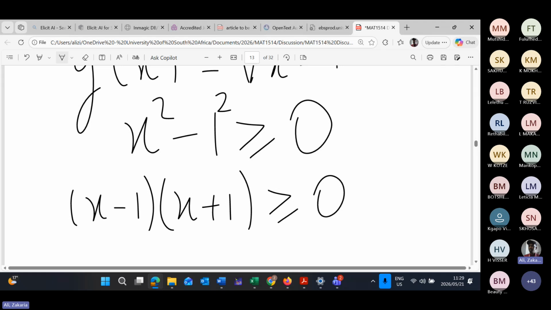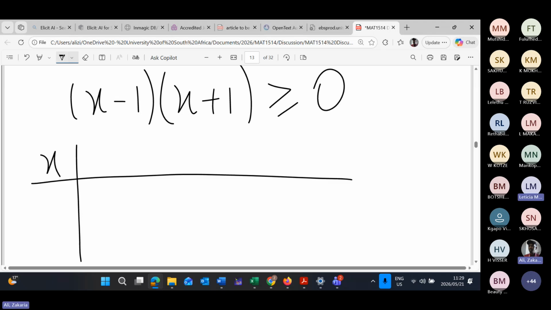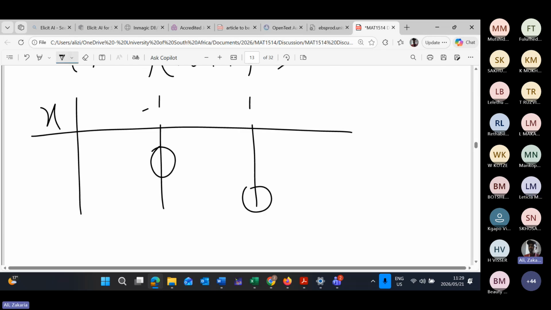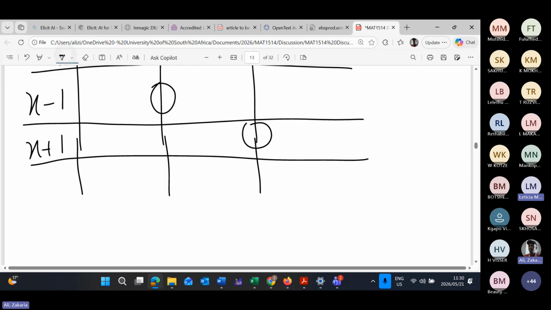Now you're going to devise a new plan. The new plan is what you call a table of values. In the table of values, you have x. You ask yourself, when will this be 0? This will be 0 when x equals minus 1, and it will also be 0 when x equals 1. So you put a 0 here, and another 0 there. Then you write x minus 1, and then you write x plus 1. This is called a table. Then you write the product, so you can write it as p, or you can write it as x squared minus 1.